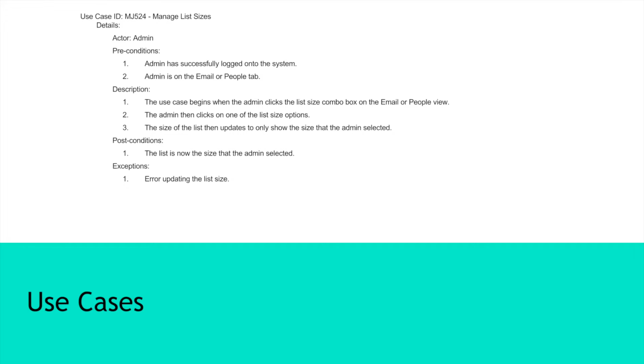Our next use case is manage list sizes. As a precondition, the admin has to be successfully logged into the system, and the admin is on the email or people tab. The use case begins when the admin clicks the list size combo box on the email or people view. The admin then clicks on one of the options the list is showing, and the size of the list then updates to only show the size that the admin selected. As a post condition, the list is now the size that the admin selected, and the exception is that you got an error updating the list size.